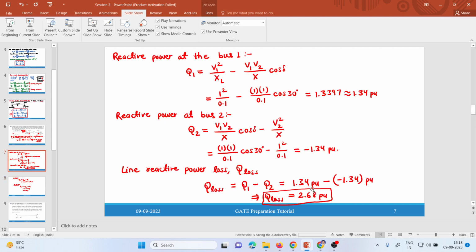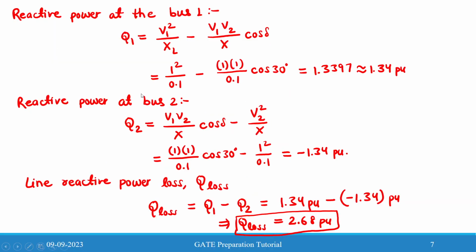Reactive power at the load bus 1, Q1 equals V1 squared divided by XL minus V1 V2 divided by XL cos theta. For reactive power at bus 2, Q2 is V1 V2 divided by X cos theta. Sir, in this term, the cos theta in the second one, comes first in the first equation and in the latter term. Why?